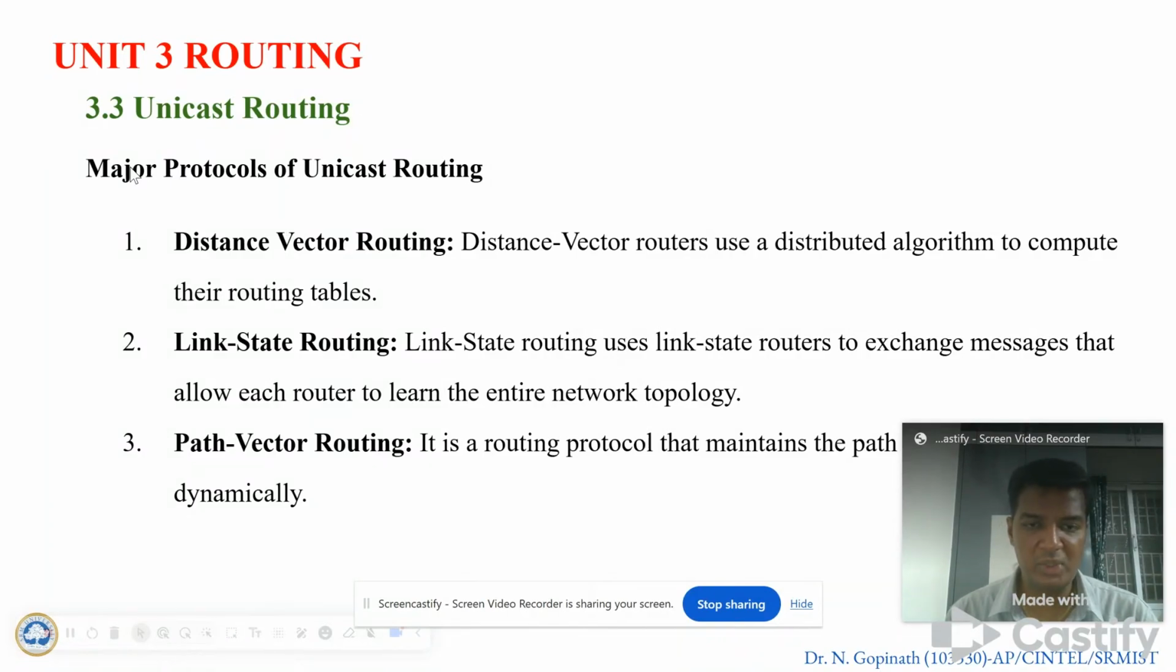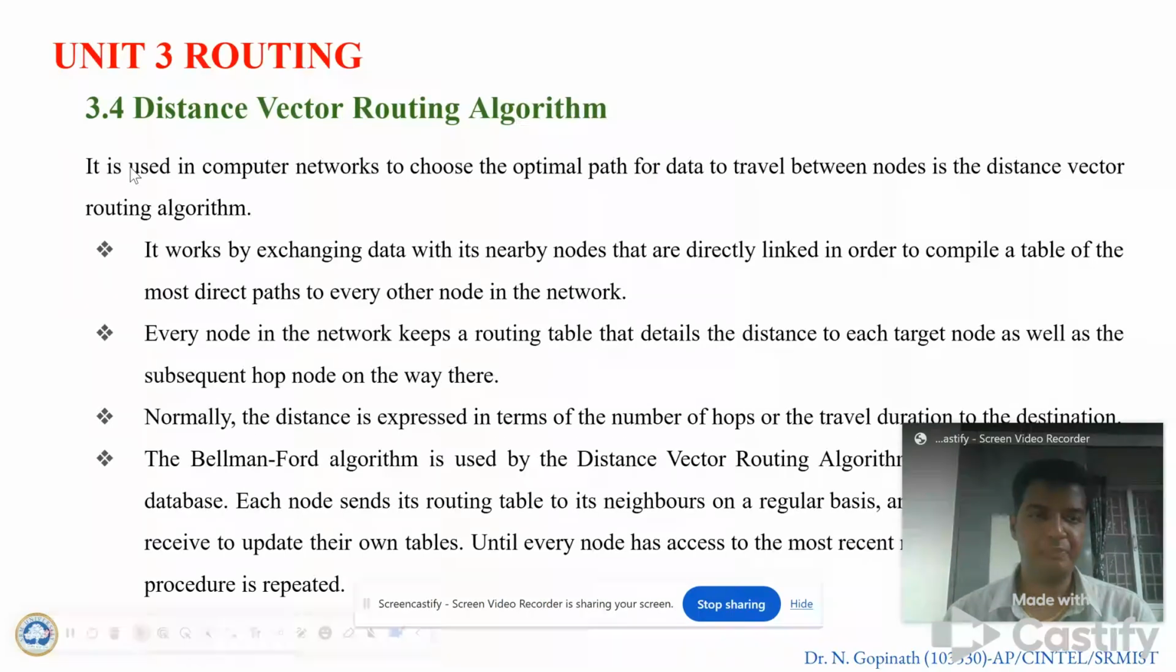The second one is link state routing. It uses link state routers to exchange messages that allow each router to learn the entire network topology. And the third one is path vector routing, which maintains the path and is dynamic in nature.